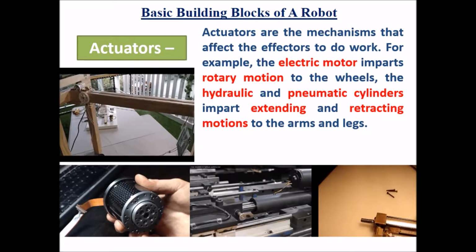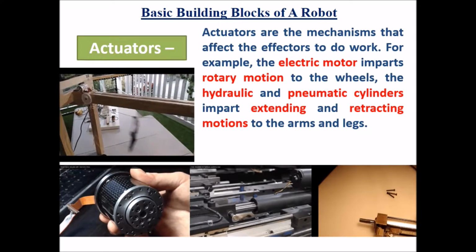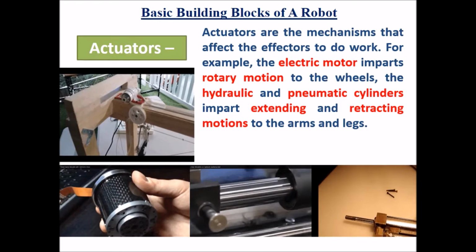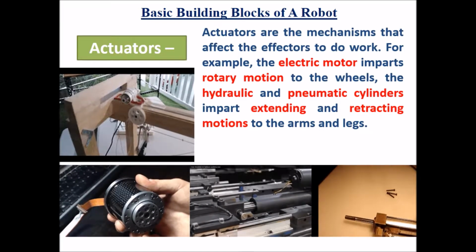The top image shows a DC motor actuator. Using pulleys and belts, we can convert the motor's circular motion into linear motion.